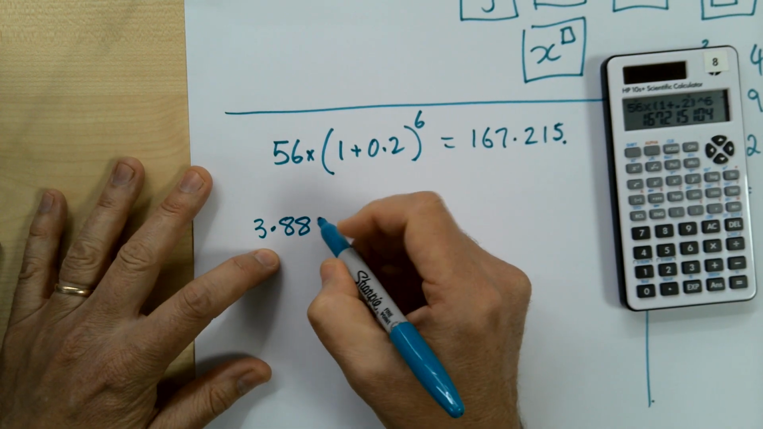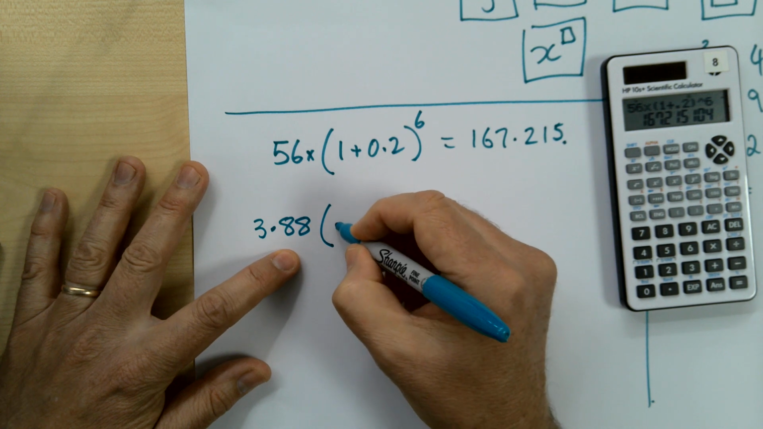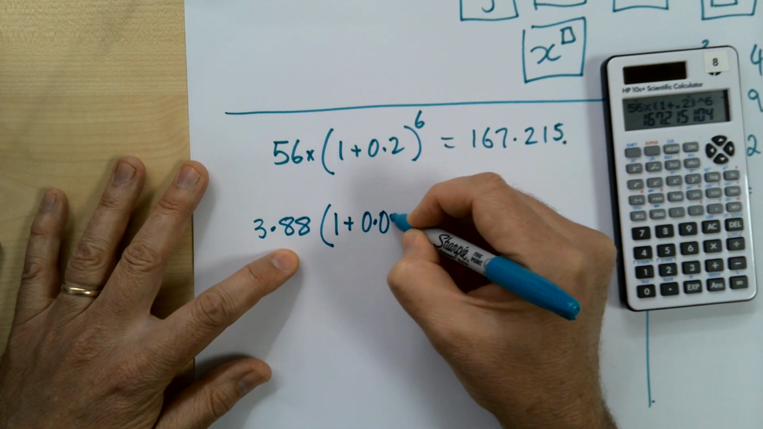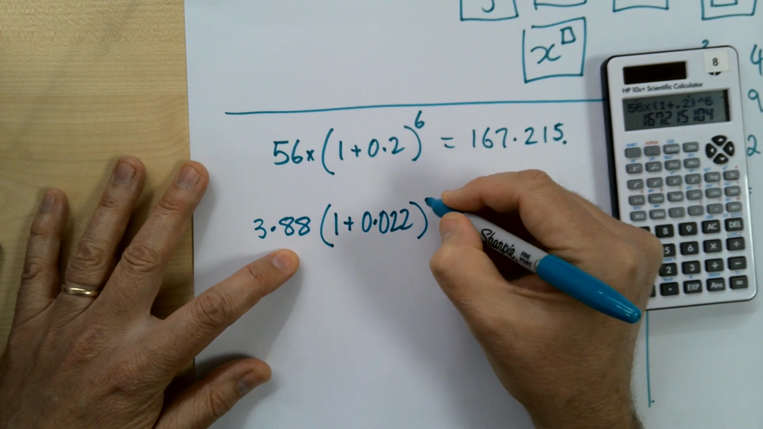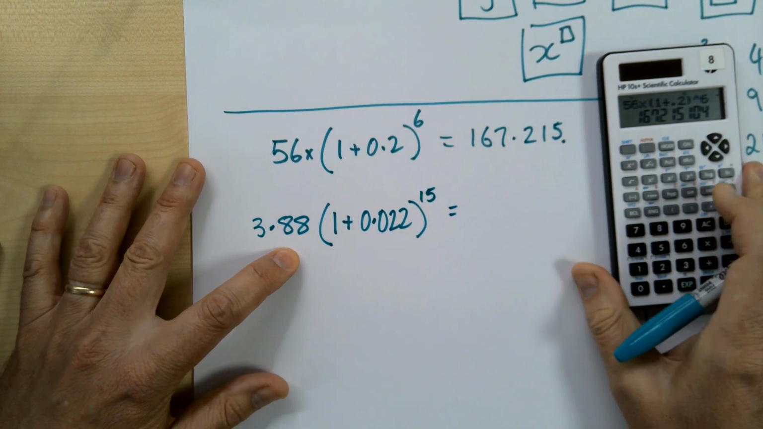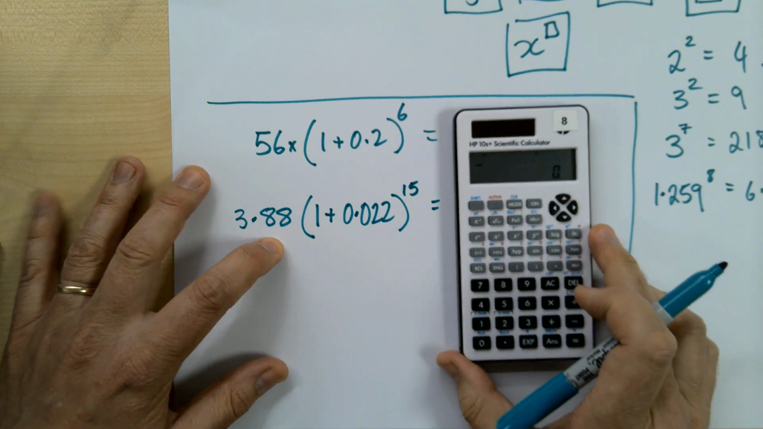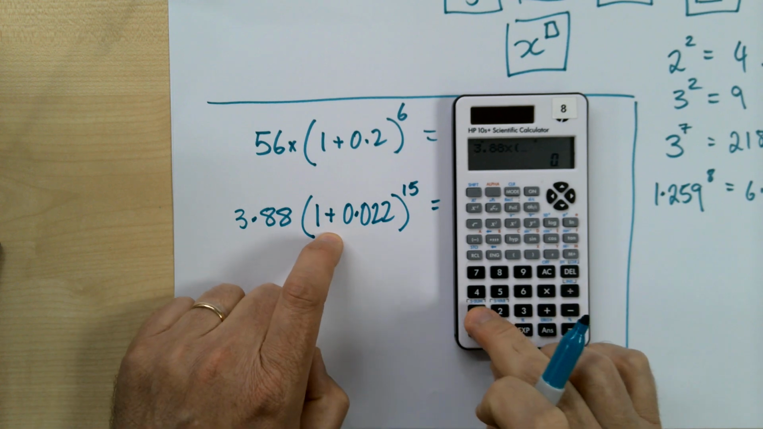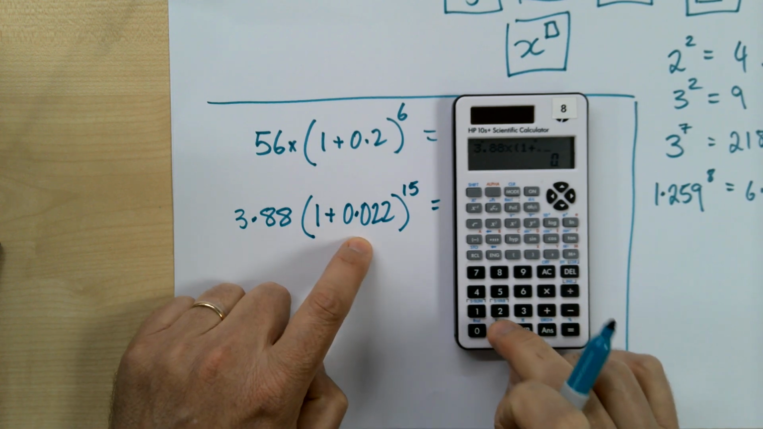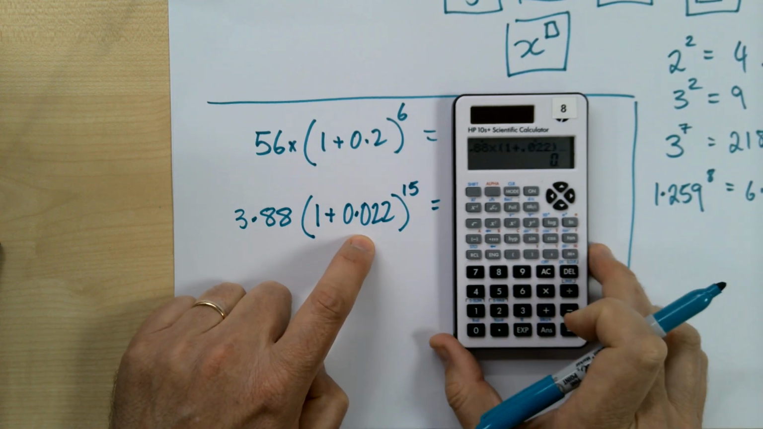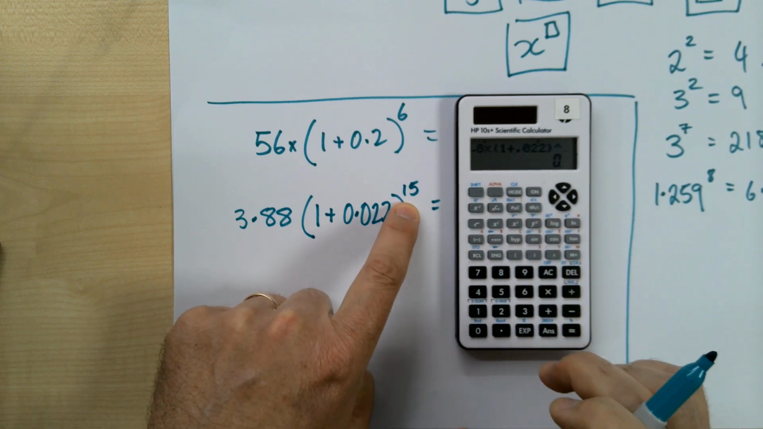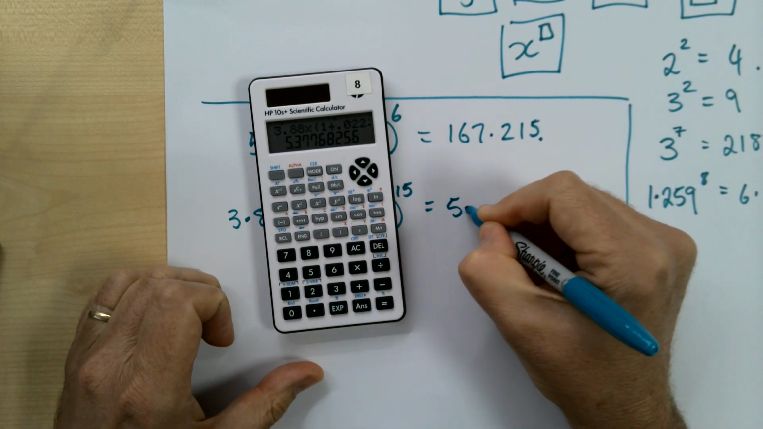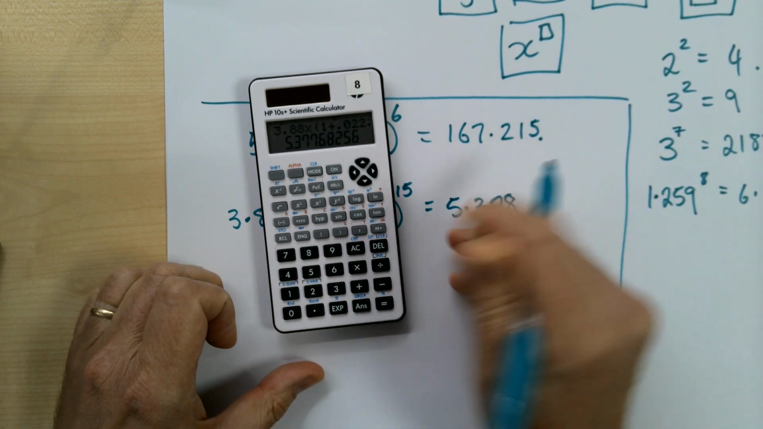Okay, let's do another one. 3.88 bracket 1 plus 0.022 to the power of 15. All right, so we go 3.88 times bracket 1 plus 0.022, close the bracket, power button, 15. So that's 5.378, close enough.